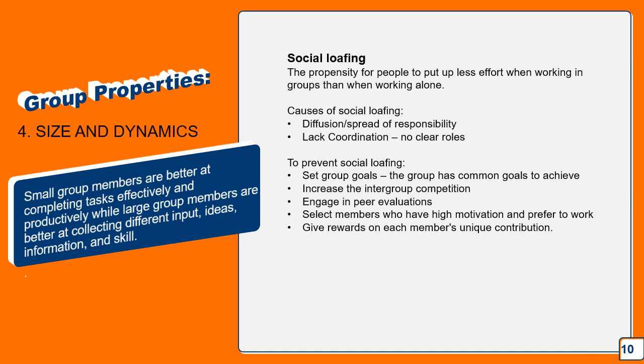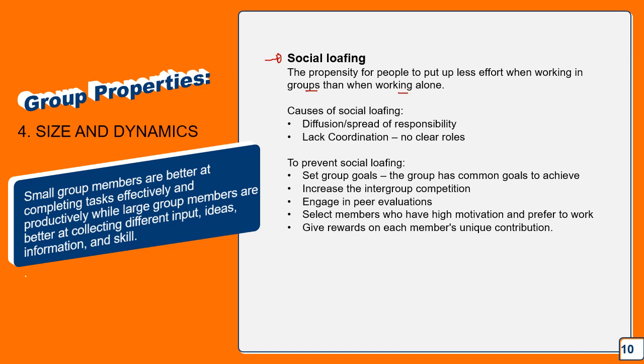So there is no specific saying or statement that says that small group is better than large group or the other way around. Okay, it has its own reason. So in terms of size and dynamics as the group property, we need to understand social loafing. Okay, social loafing happens when it comes to the size of the group. So what is social loafing? It is the propensity for people to put up less effort when working in groups rather than working alone.